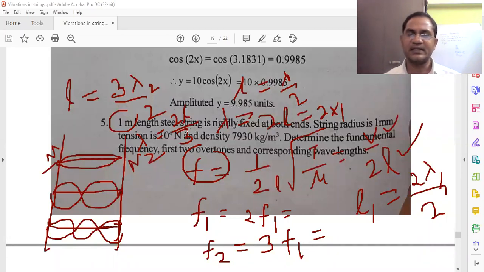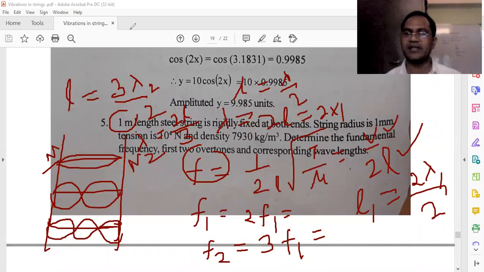In these three cases, again we calculate the lengths. The fundamental mode of vibration has one loop, hence the length of the string L equals lambda by 2, so lambda equals 2L. When the string is vibrating with two loops, the wavelength lambda equals 2L by 2. When the string is vibrating with three loops, the wavelength lambda equals 2L by 3. Okay, right.